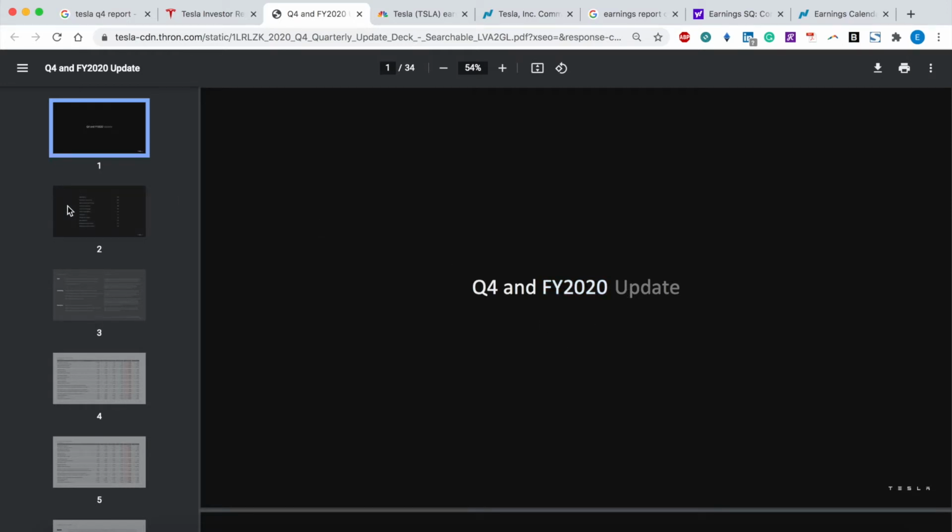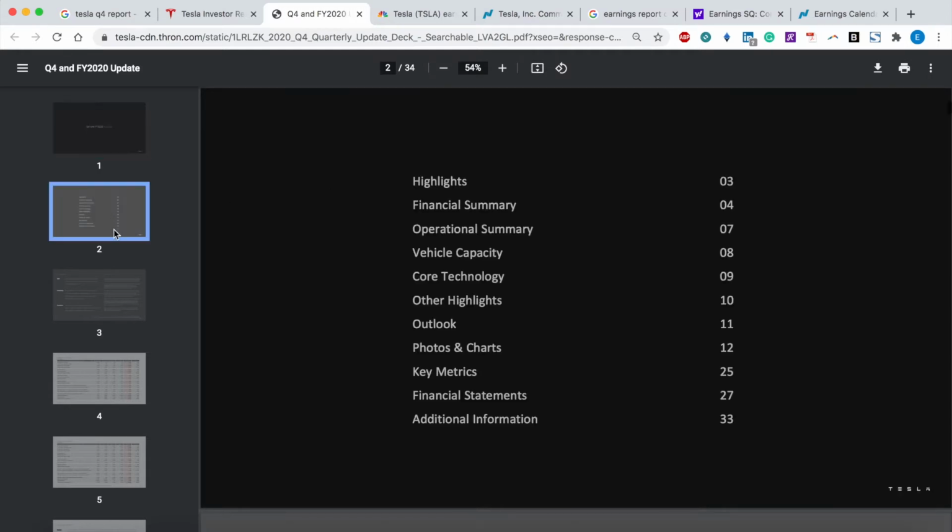They broke it down into different sections. They show you the financials, the operationals, and the cars, because that's their business. Their business is to develop and build cars. They also talk about technology, which is a huge part of Tesla's brand identity, the tech behind Tesla. And then they talk about key metrics and other stuff to look at.